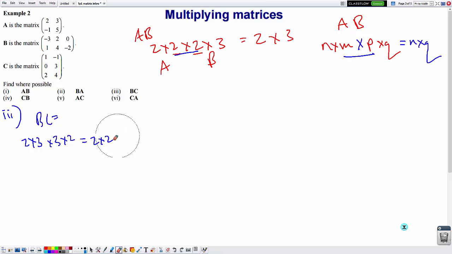Okay, so let's work out what this... I don't need this now. I know it's possible. I know I should get a square matrix of order 2 by 2. Let's just do this. I want to speed up a little bit now. This video is getting a little bit too long.